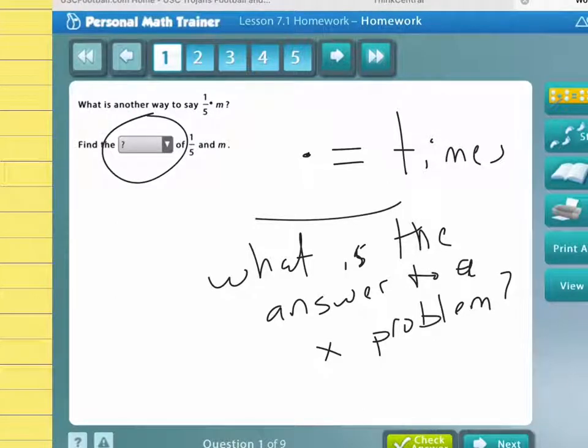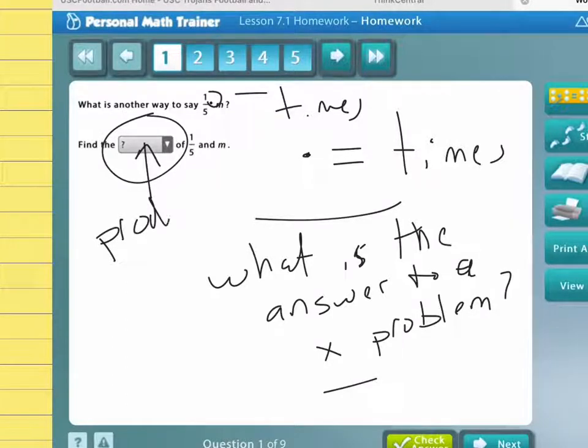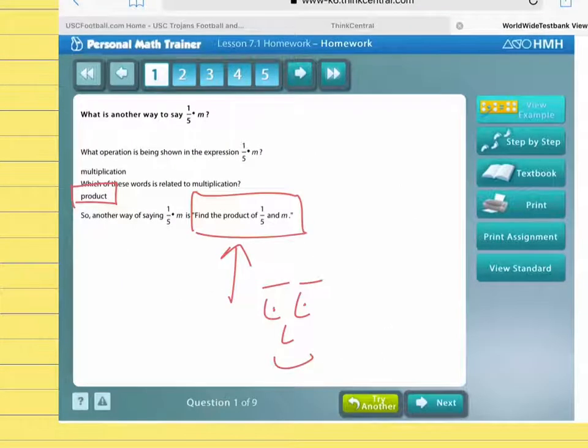First question, what is another way to say 1/5 dot m? Well, the dot means times. So we're going to find the answer to a multiplication problem, and that is going to be the product. Find the product of 1/5 and m. Sure enough, that is the answer to the question. Product means the answer in a multiplication problem.